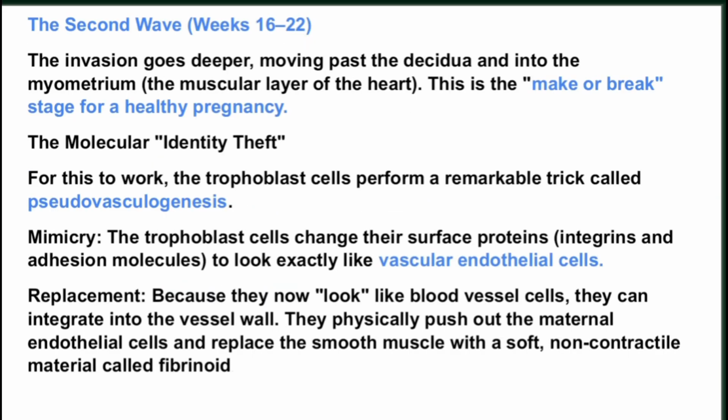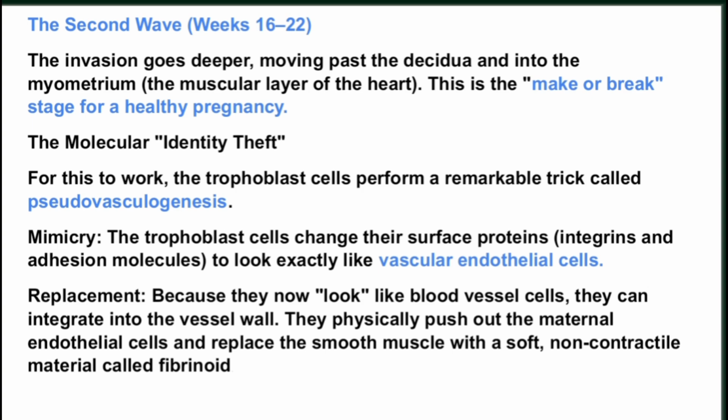But when you go to the second wave, the invasion goes deeper, passing the decidua, and it then enters into the myometrial layer of the arteries. Now, this is a make or break stage of a healthy pregnancy. Remember, for this to work, the trophoblasts have to perform a remarkable trick called pseudovasculogenesis. Pseudovasculogenesis is where the trophoblasts change their surface proteins, the integrins and adhesion molecules, to look like vascular endothelial cells of the mother.